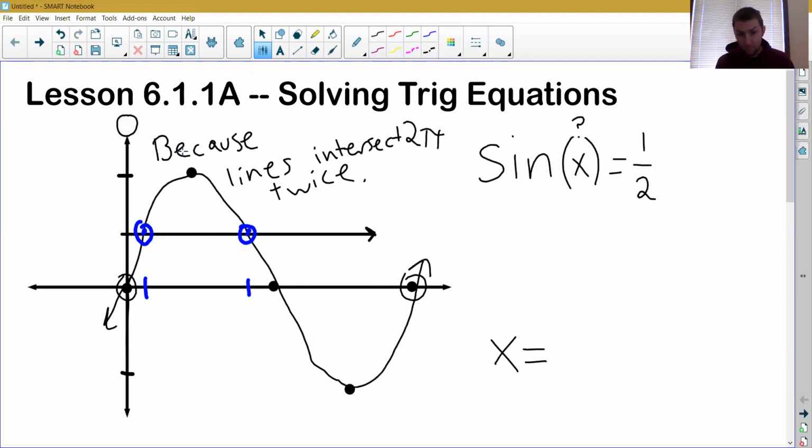Letter B, sort of similar, asks how many solutions there are in this restricted domain. Well, there are two solutions.